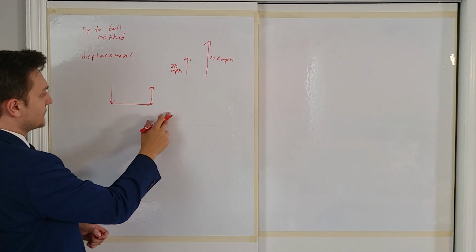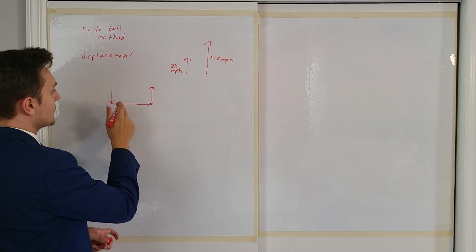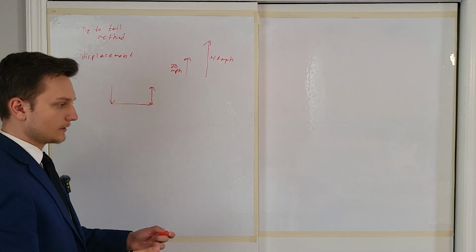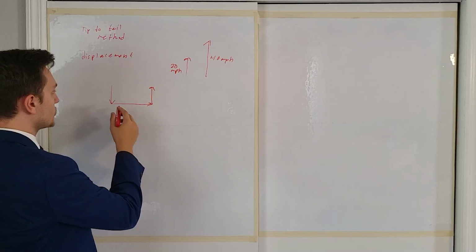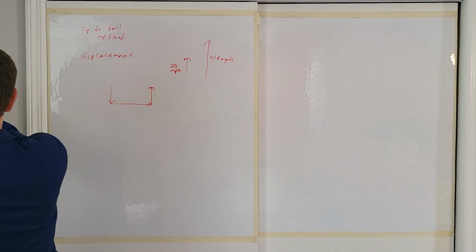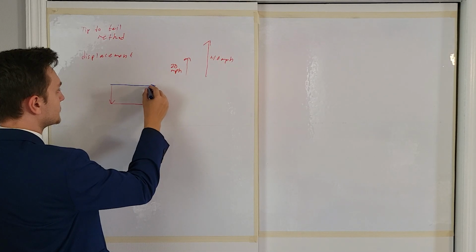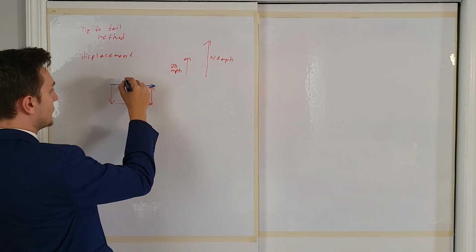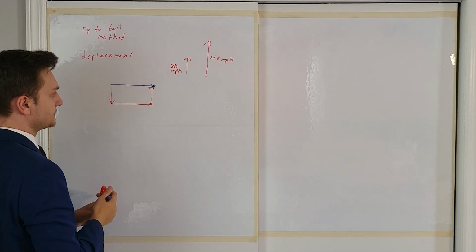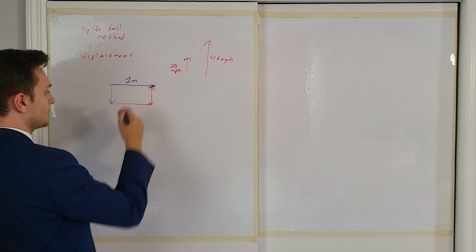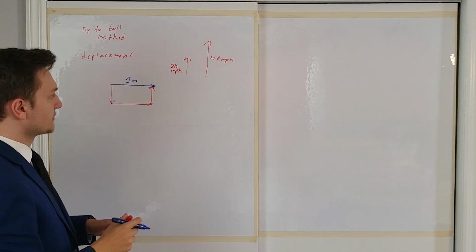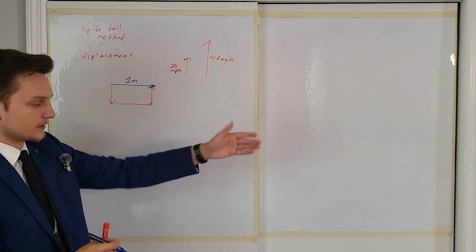If I add them tip to tail, then the resultant vector that explains the entire motion is, let me use a different color for this, is this vector. This right here is my net displacement vector, and it is 1 meter. My net change in position, my net vector, is 1 meter to the right.